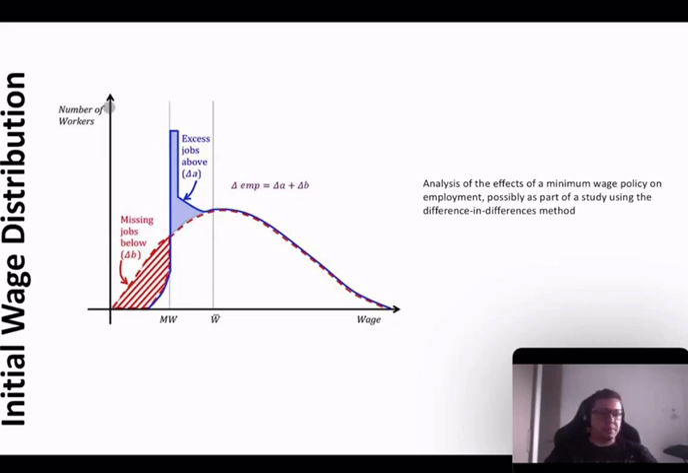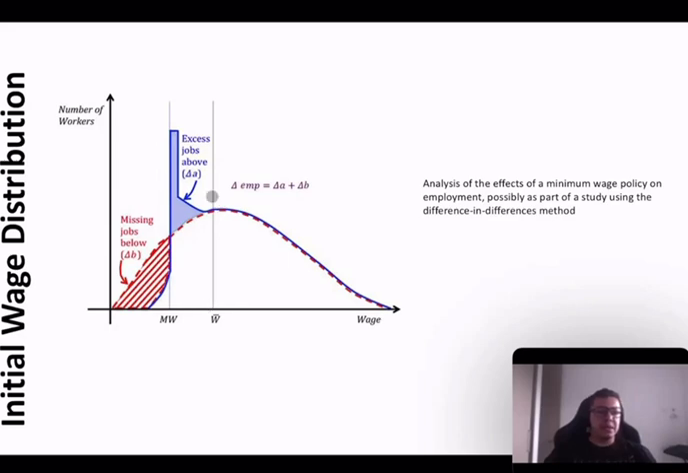The vertical axis, Y, represents the number of workers employed, and the horizontal axis, X, represents the wage. The MW is the minimum wage, indicating the level of the minimum wage imposed by the policy, and this W represents the equilibrium wage level before the minimum wage was imposed.